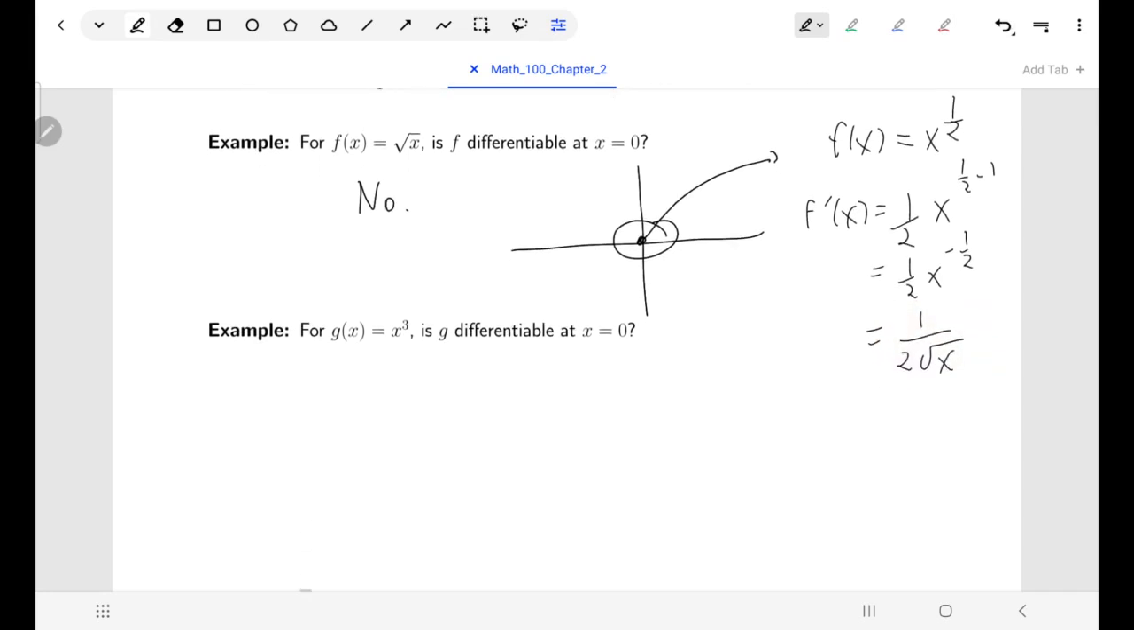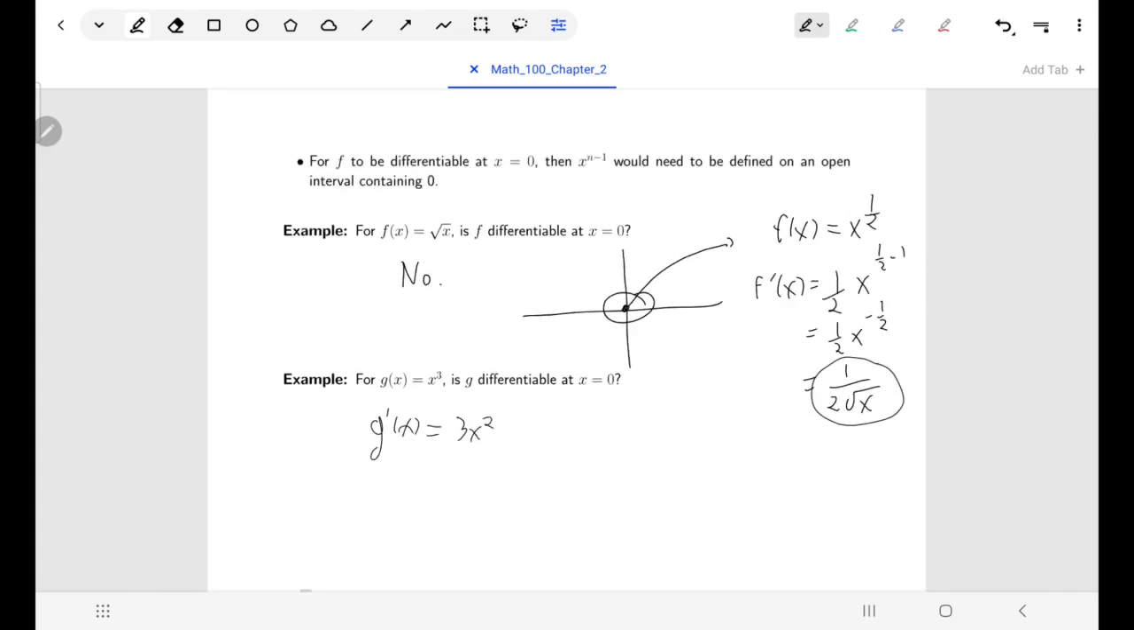On the other hand, something like y equals x cubed is definitely going to be differentiable at x equal to 0. I know that because if I look at what my derivative is, it's a nice function. It's 3x squared. That totally does have a value when x is equal to 0. And so yes, g is definitely differentiable when x is equal to 0.